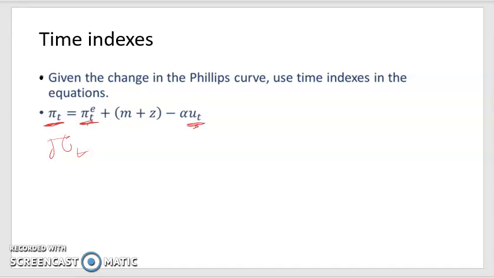Be sure to see that there are no time indexes on the markup and the catch-all variable Z. This is because we shall typically think that M and Z are constant while we look at the movements in inflation, expected inflation, and unemployment over time, since this is basically the relationship we are interested in.